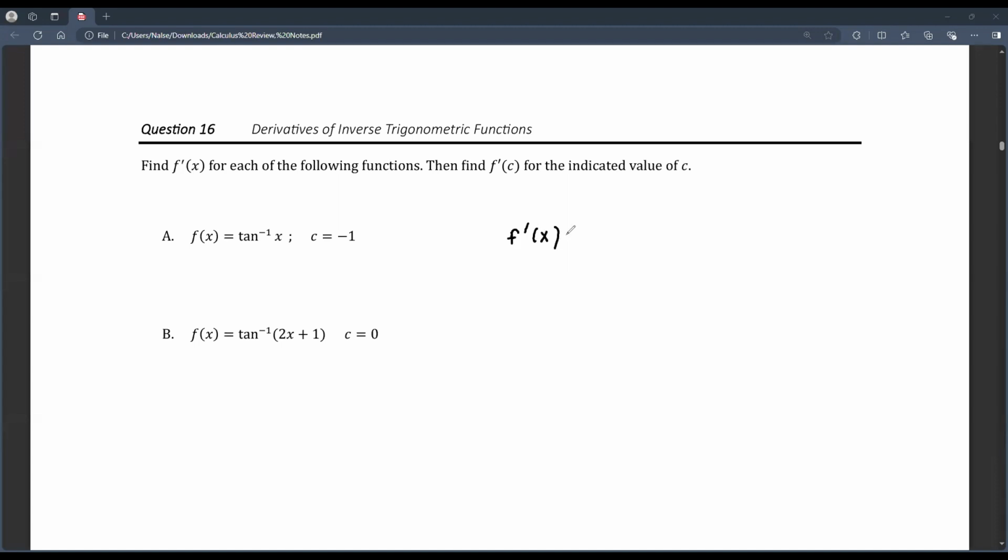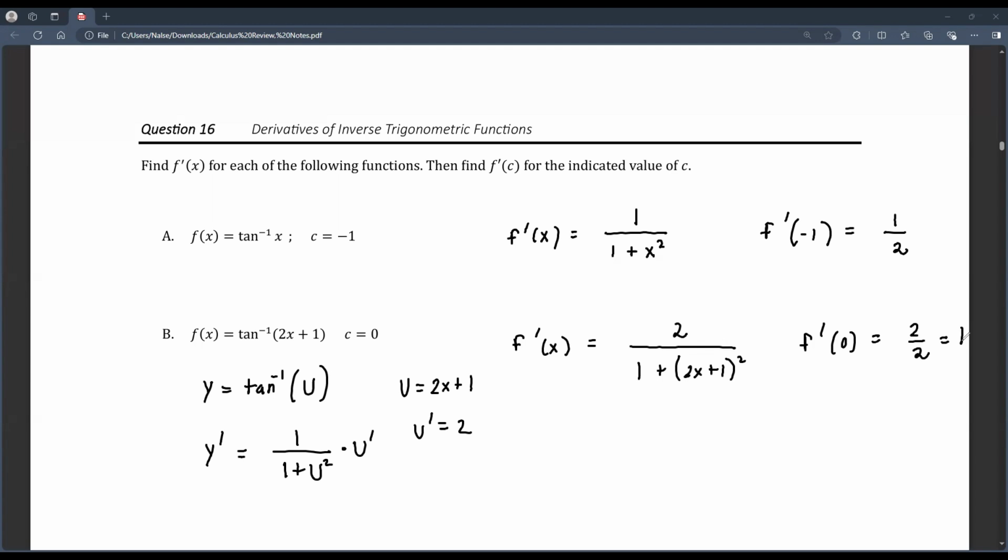Pause the video to attempt question 16. Notice that part B will require the use of chain rule. Do your best, then check your answers before moving on. So, how did you do? Do you see how U substitution can help you answer part B?